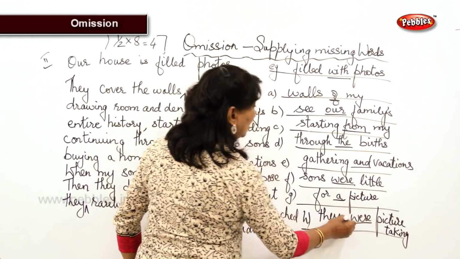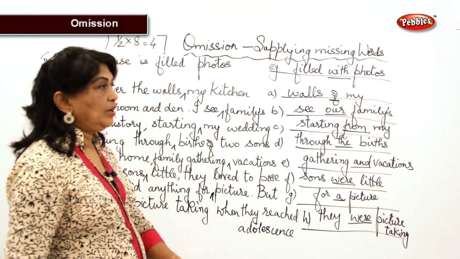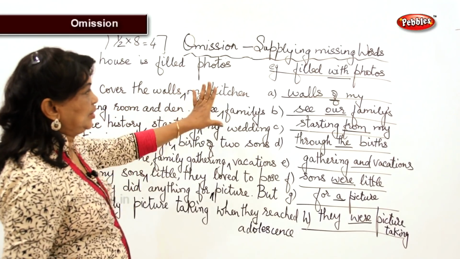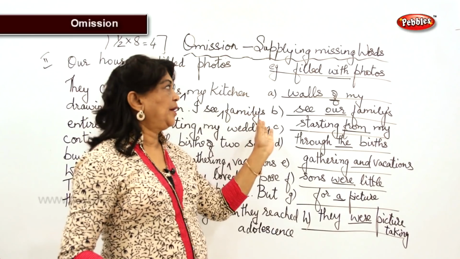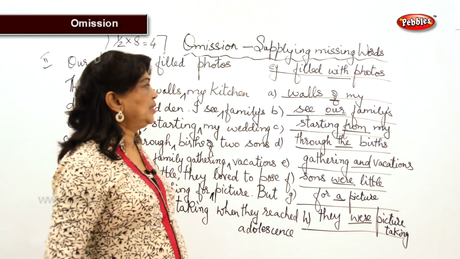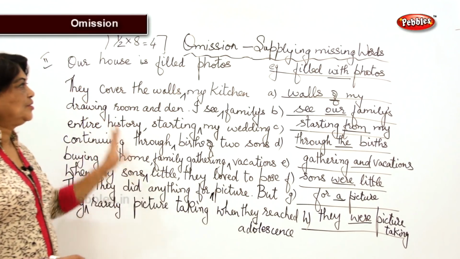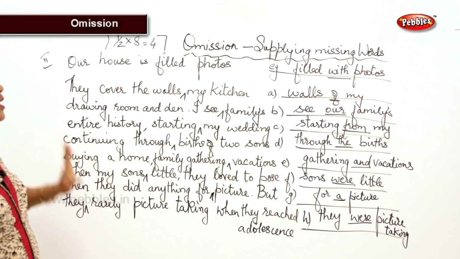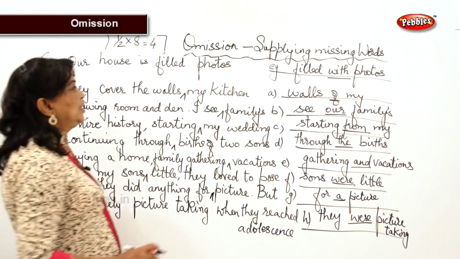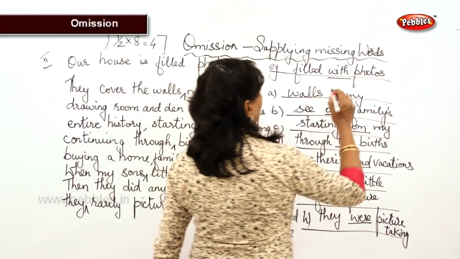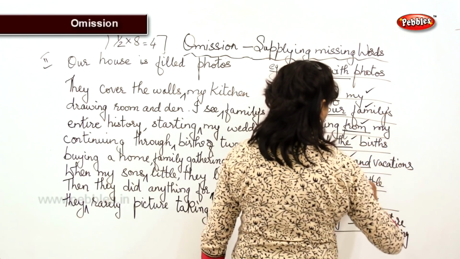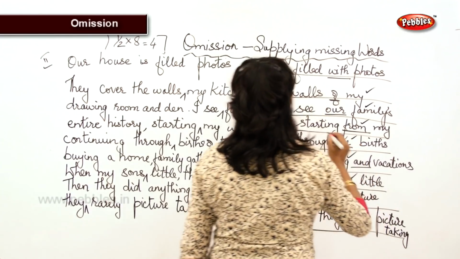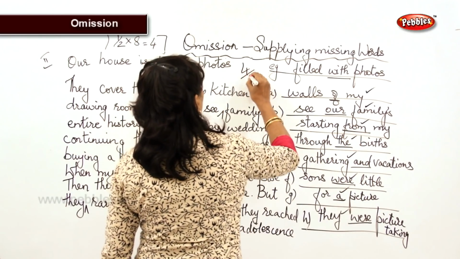We have to underline the missing words. Only then the teacher will know that these are the missing words, and the words prior to it and the words next to it you have given. So this is called omission and supplying missing words. If you have written all this correctly, you can put a tick now and you get 4 on 4.